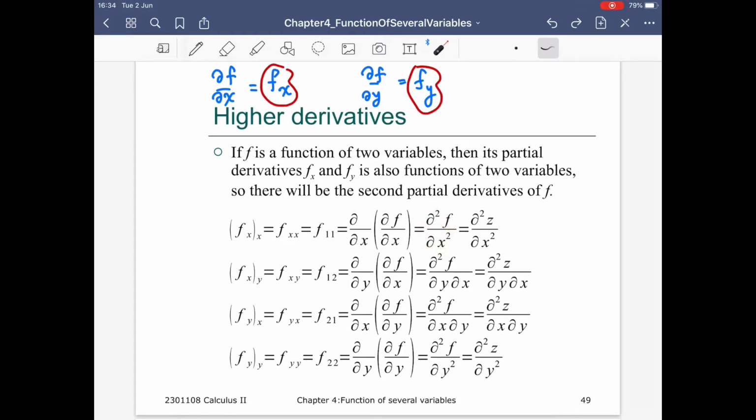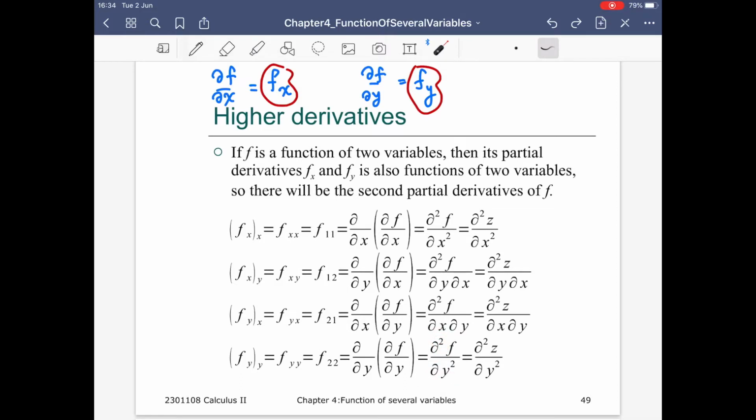Of course, if you start from f sub y and then you find a further derivative with respect to y, this is another second derivative of your function f. We call it f sub yy, or in terms of this fraction notation, it is d2f by dy square.